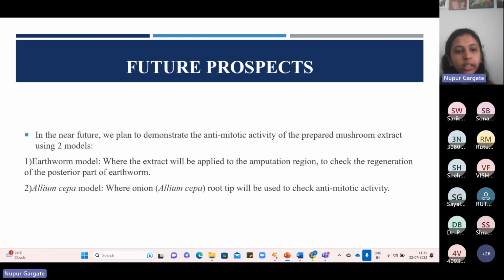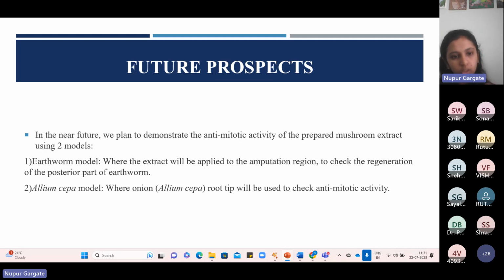Future prospects. So in the near future, we plan to demonstrate the antimitotic activity of the mushroom extract, and we will do this mainly using 2 models, earthworm model and allium cepa model. In the earthworm model, the mushroom extract in all 3 concentrations will be applied to the amputation region to check the regeneration of posterior parts of the earthworm. So we cut the earthworm from the anterior part, and in the clitellum region we inject the extract, and we check whether regeneration has happened or not.